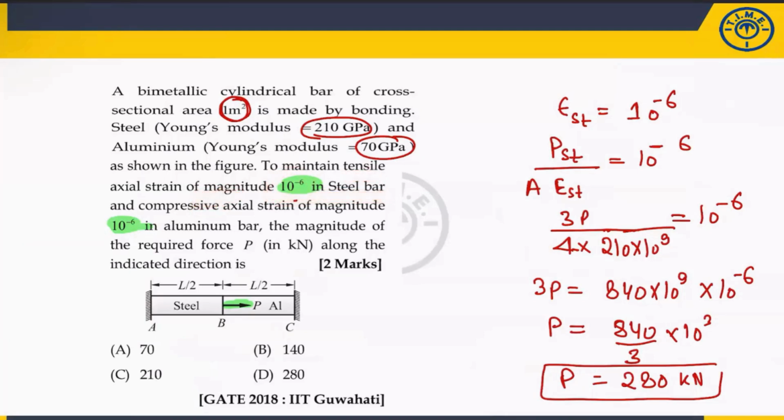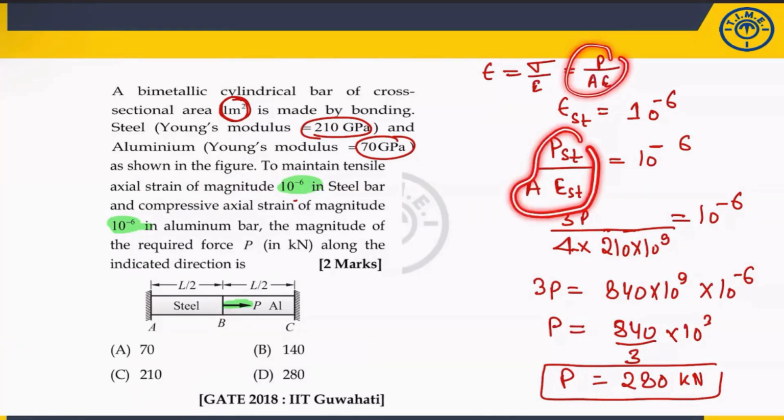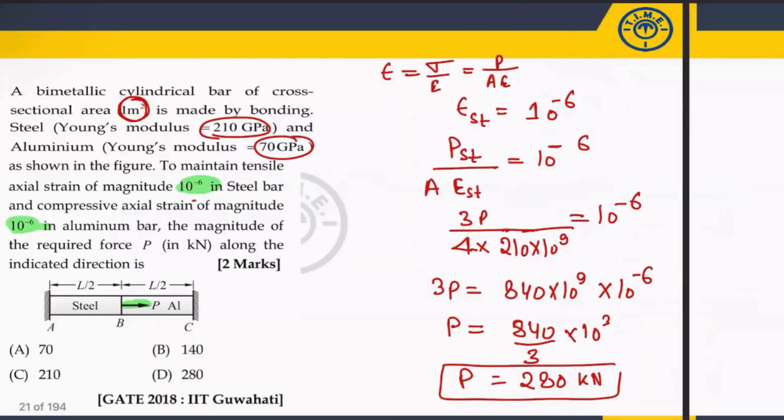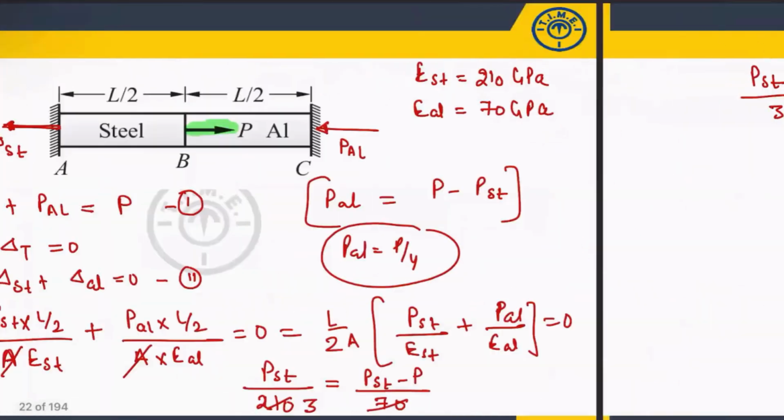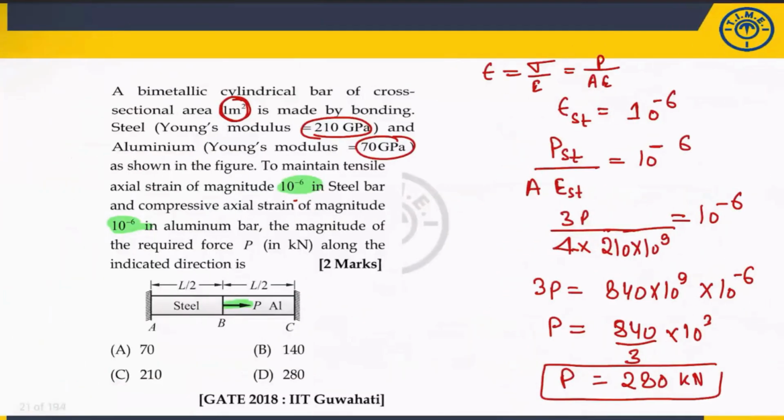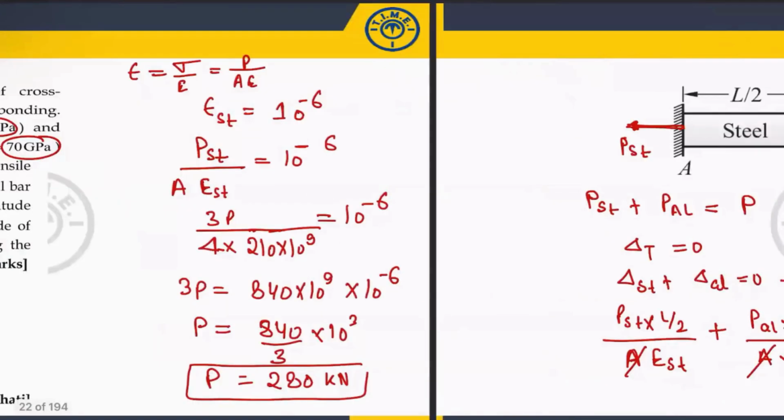What is the strain? You know that strain is nothing but the stress by Young's modulus. What is the stress? The stress is P by A. So the same relation I have used here, P by A of steel, and I have taken the steel bar, so you will get the P of steel. So once you know the P of steel, what is the relation of P of steel? 3P by 4. So if you put 3P by 4 here, you will get the P value, and that you have to calculate. Okay. Very simple question.